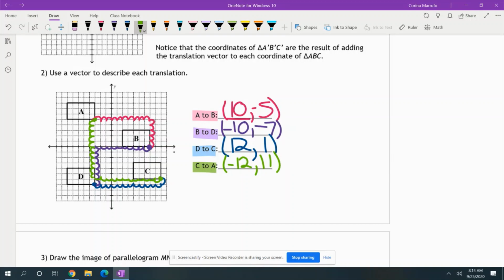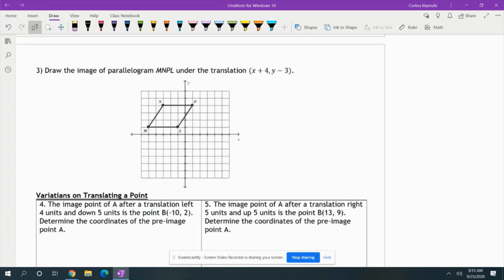11 units up. In the next part, it says draw the image of parallelogram MNPL under translation x plus 4, y minus 3. So we're going to take this parallelogram and move it. Since it says x plus 4, that means we are moving to the right 4. And then minus 3 means that after that, we're going to have to move down 3.